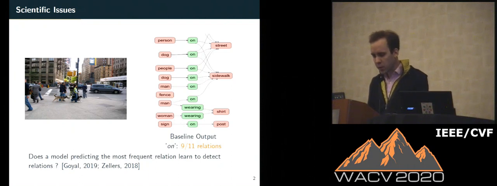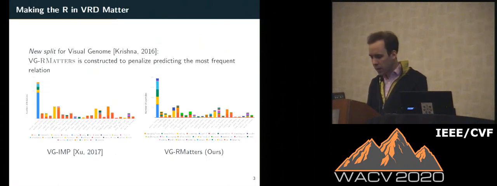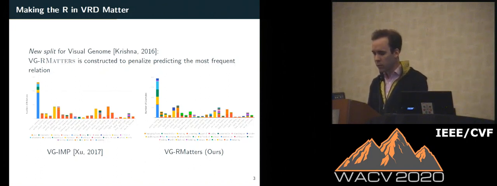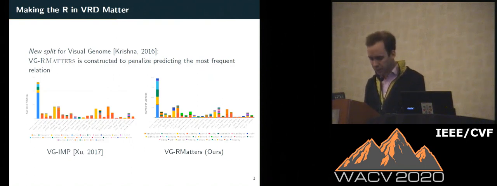This split has been constructed using the same set of relations as VG-150 on the left, the most studied split of Visual Genome. The two bar charts show the distributions of relations for the most frequent pairs of object categories for both splits, and each color in the charts represents a different relation class. We constructed VG-R on the right to have a more evenly distributed set of relations for each pair, so as to penalize models which predict the most frequent relation given a pair of objects.